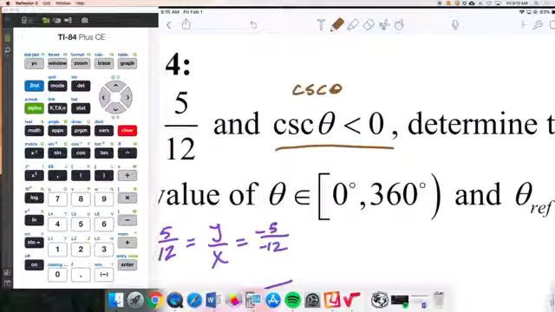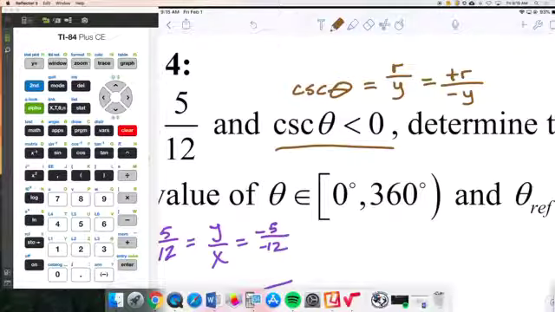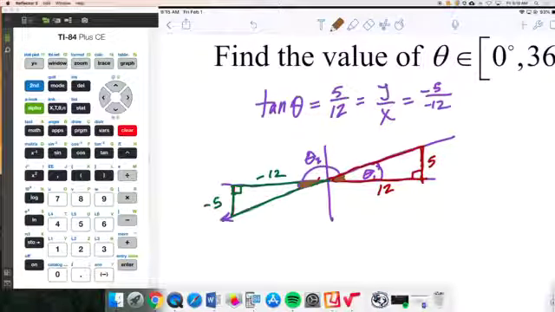What is the definition of cosecant in terms of x, y, and r? R over y. R is always positive, yes? So that's a positive r, and if the ratio is negative then, it's because what is negative? The y is negative. Very good. Y is negative below the x-axis.